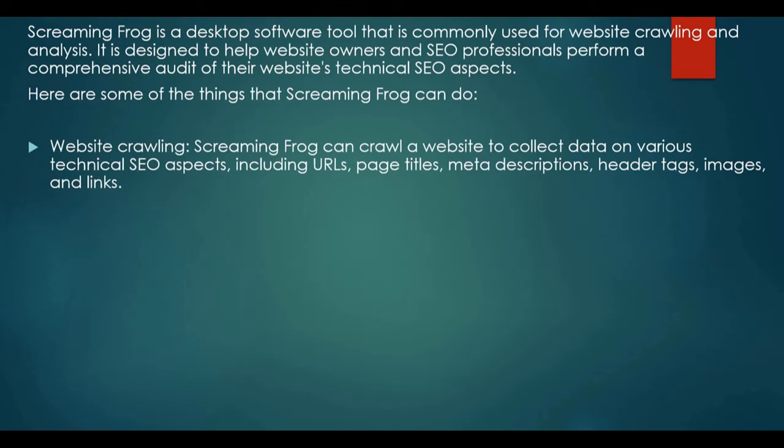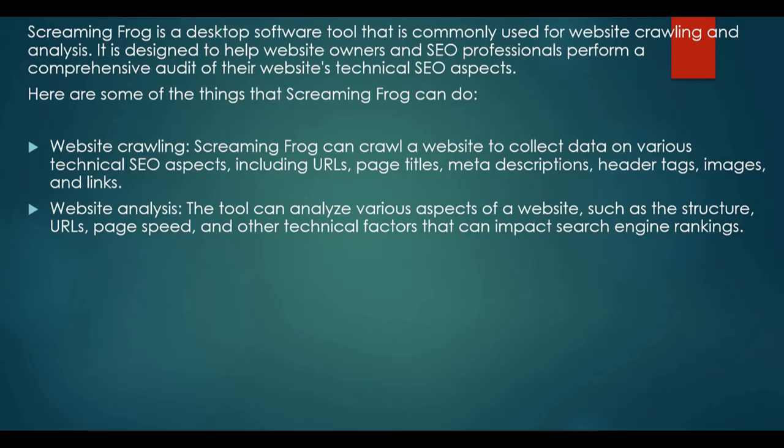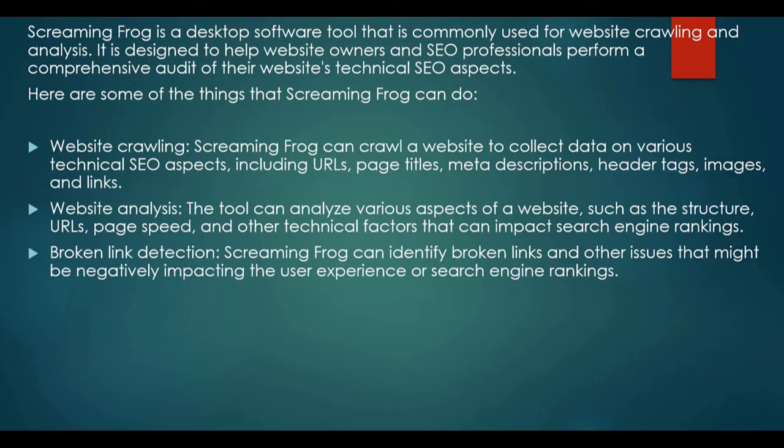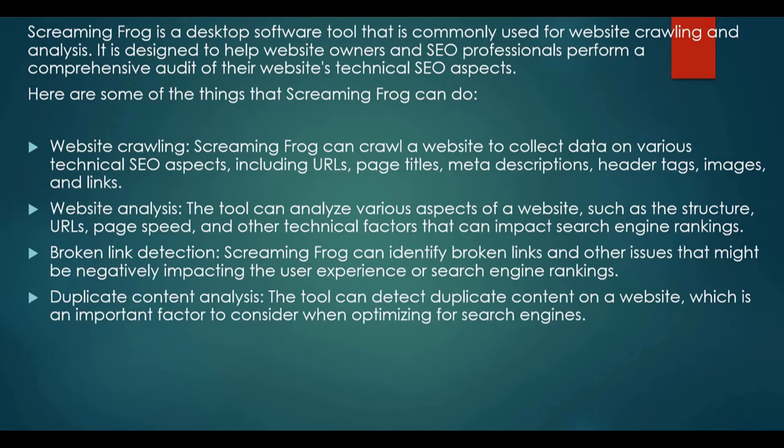It'll help you on website crawling. Screaming Frog can crawl a website to collect data on various technical aspects, including URLs, page titles, meta descriptions, header tags, images, links, hreflangs, basically every single thing that's out there. It will help you in website analysis, analyzing the structure of a website, the page speed, and other technical factors. It'll help in broken link detection. So it'll help you identify those broken links and other issues that might be impacting your SERP ranking. And it'll also help in duplicate content analysis.